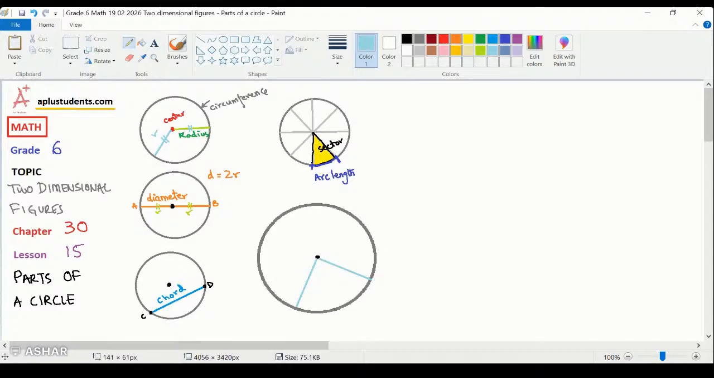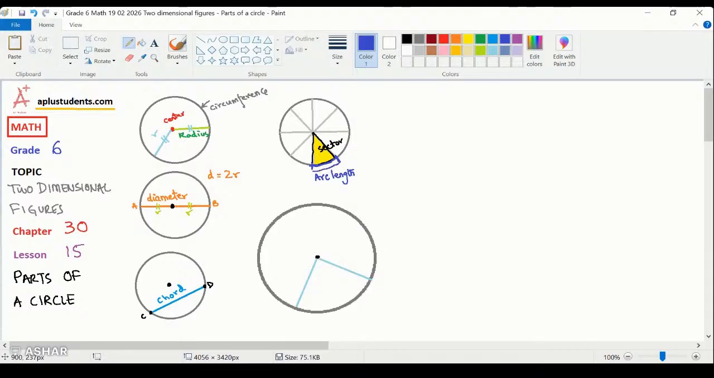We are discussing what a radius is, what a diameter is. A chord is a line which touches the circle internally at 2 different points, but a chord will never pass through the center. A sector is like a slice of a pizza, and the outer length would be the arc length.